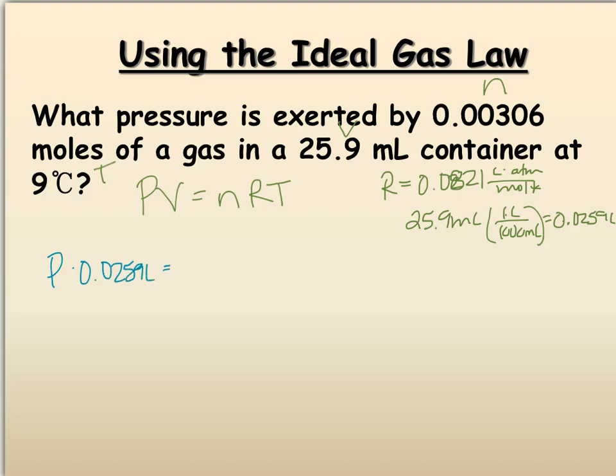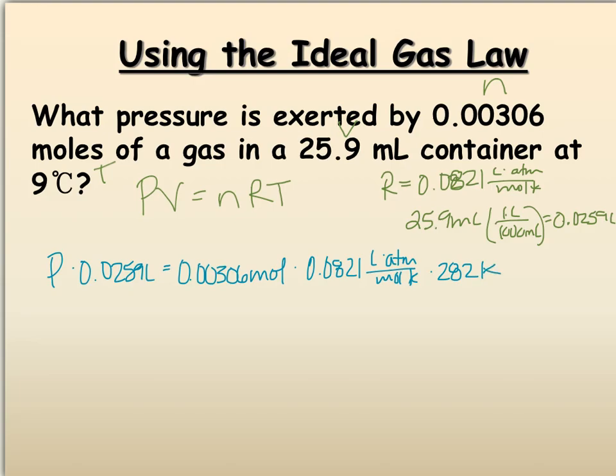And then our moles we can plug in as is because it's already in moles. If, say, you had a mass, what would you have to do? Hopefully you are saying convert to moles. Our R constant, 0.0821 liter atmospheres per mole Kelvin, and 9 degrees Celsius needs to become Kelvin at 282 Kelvin.